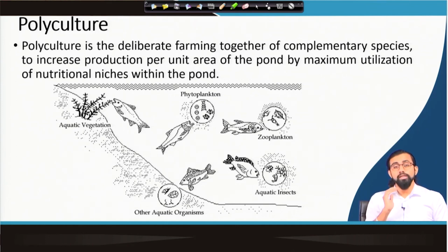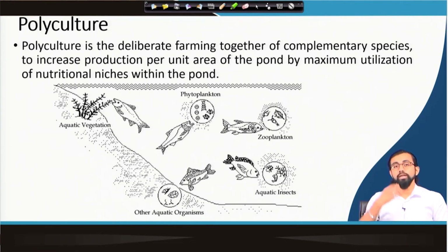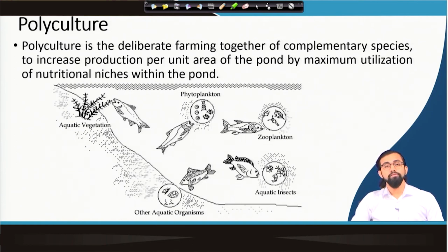So if you go for a culture system, if you go for developing an aquaculture farm, you definitely want to utilize all these sectors, right? You don't want to culture a species which will only stay at the top. You can increase the productivity and the yield if you culture two or three species together and let them have their feed. They will not interact with each other's feeding habits, and there will be no conflict in feed for this kind of species.